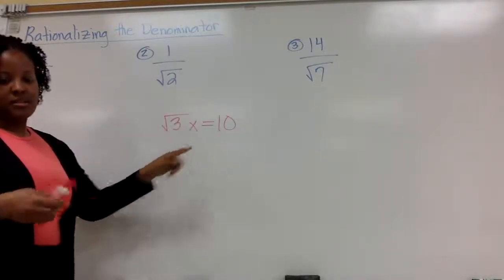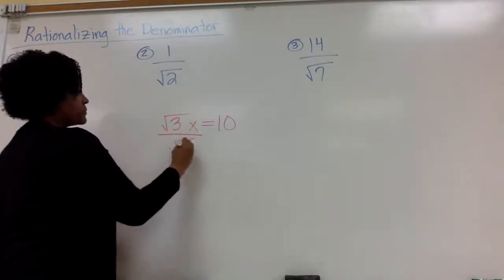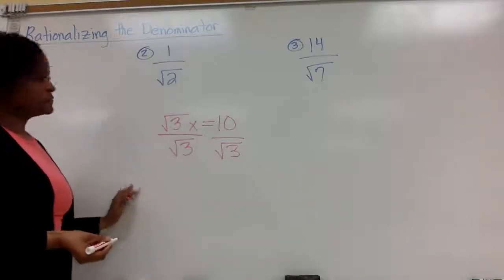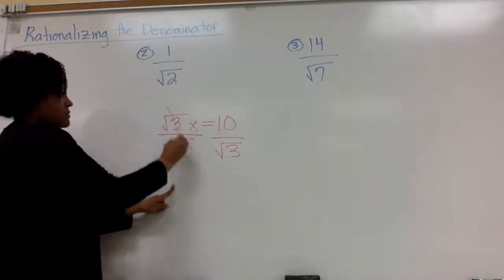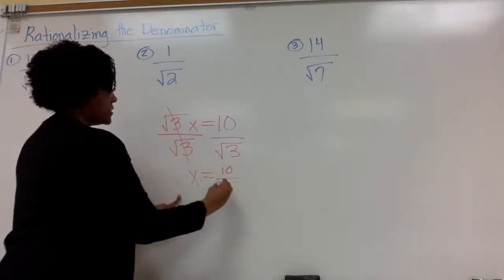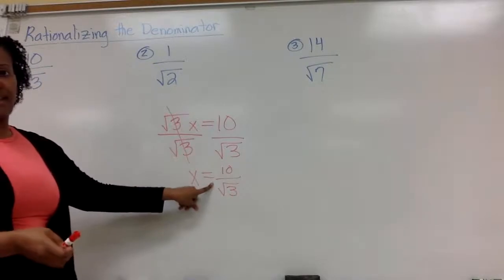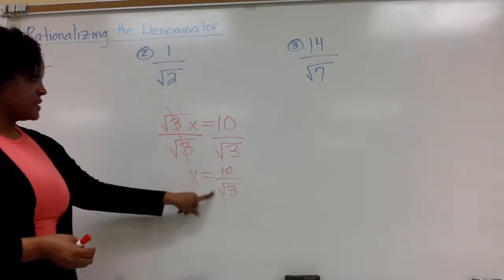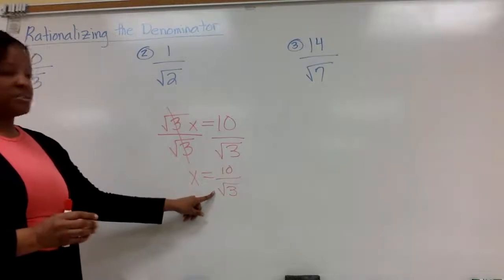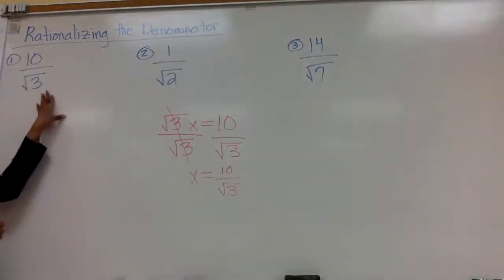We know the opposite of multiplying is to divide. So if I divide, I get this, right? So the square roots cancel, and x equals 10 over the square root of 3. Now, this is not the most simplified answer. 10 divided by the square root of 3. That is not the most simplified answer. I'm going to go through and show you how to simplify this because this is actually the very first problem that we're going to do together.